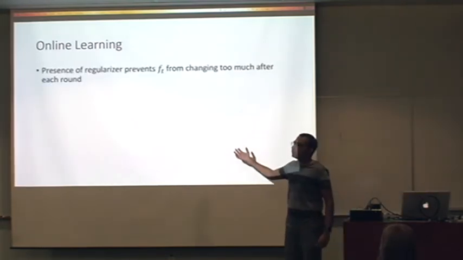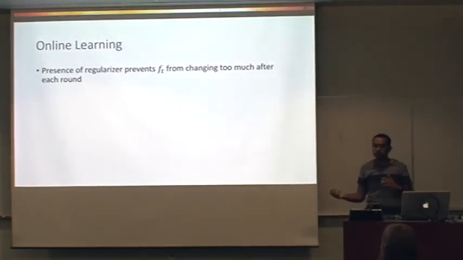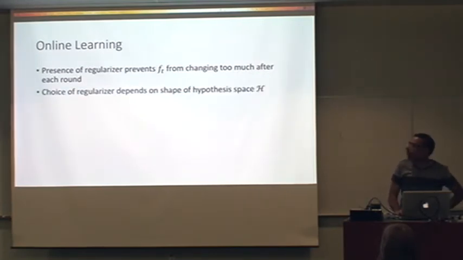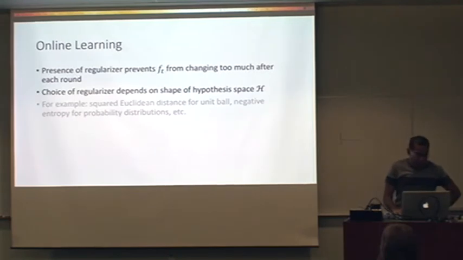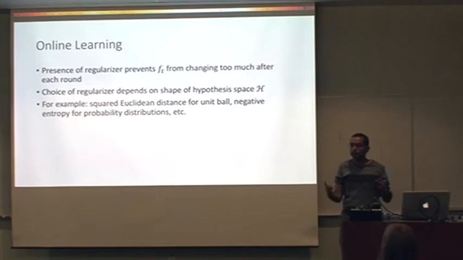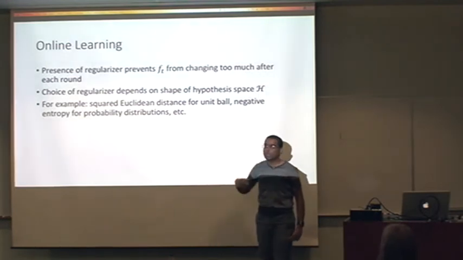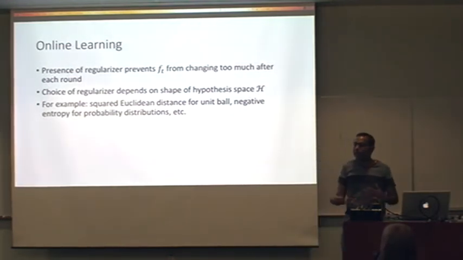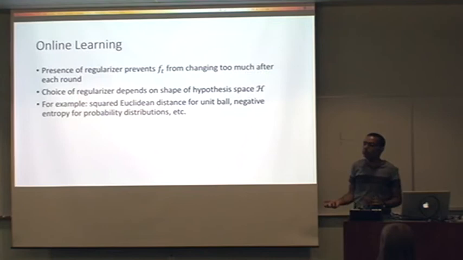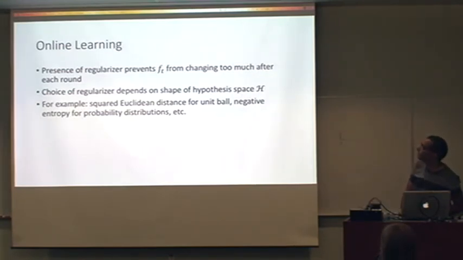So the presence of the regularizer in that optimization prevents the hypotheses from changing too much between rounds, right? And the choice of the regularizer will depend on the shape of the hypothesis space. So, for example, if you're picking vectors in the unit ball, so for example, if you're doing linear classification, you might be picking vectors in the unit ball, and usually you use something like gradient descent. If you're picking probability distributions, right? So, for example, you have k actions, and you want to randomly pick an action, so you want to produce a distribution. Then you might use something like entropy, or negative entropy, because that gives you good regret, right? So you want to pick a regularizer that matches the shape of the actions of the algorithm, or predictions, I would say.